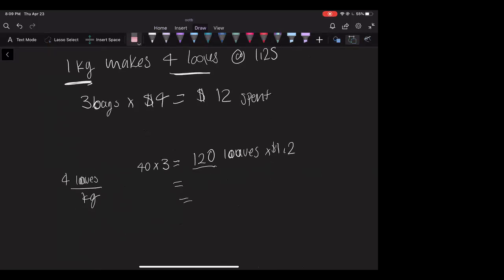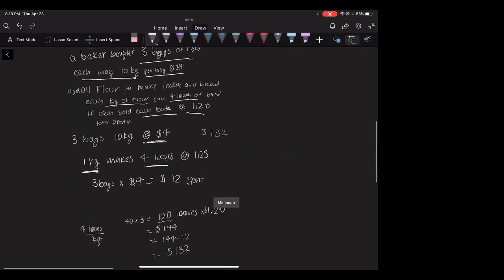120 times $1.20 is 144. That's how much money he made. Is that profit? No, minus 12. 144 minus 12 equals 132. Does that make sense on how to do the question?